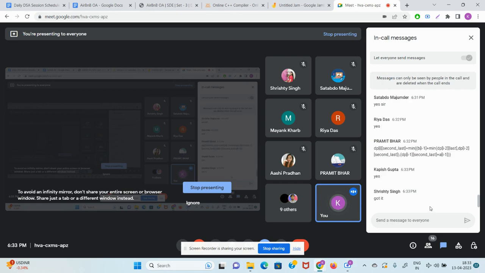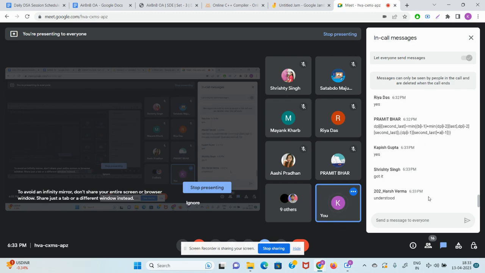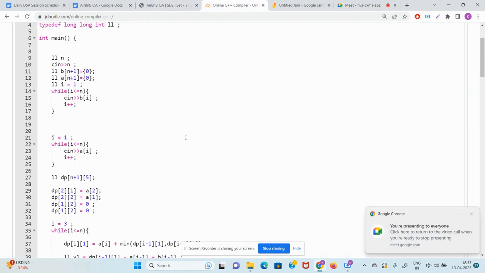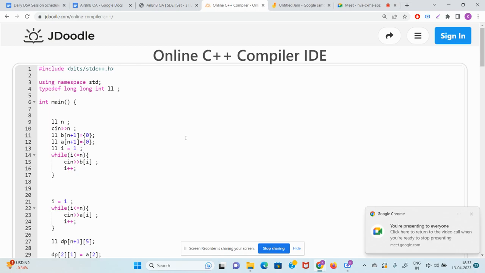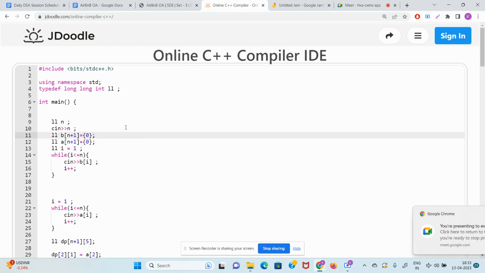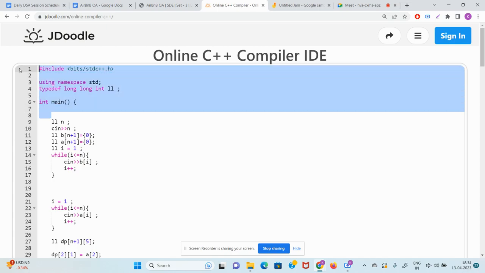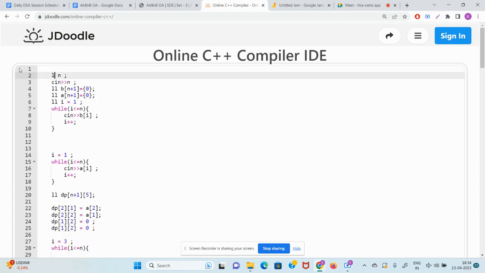So guys, should we write the pseudocode now? Should we write the pseudocode? Okay. So guys, see, this is simple. First, I will write integer n, okay?